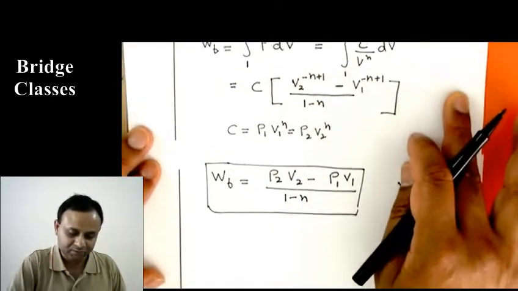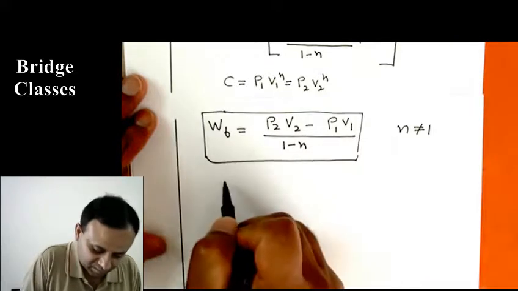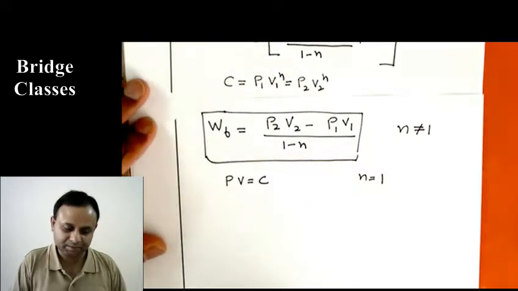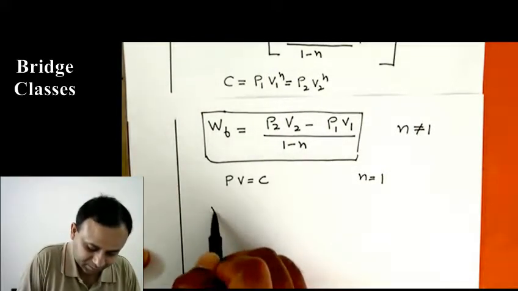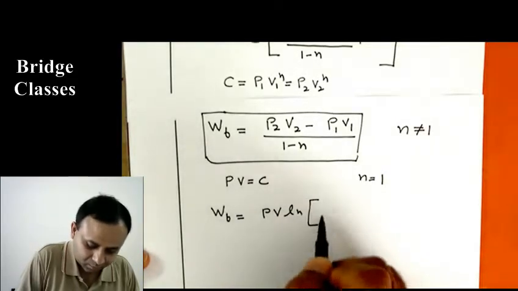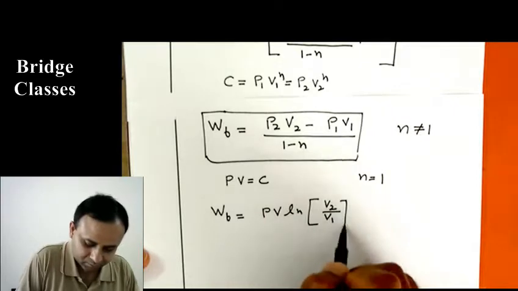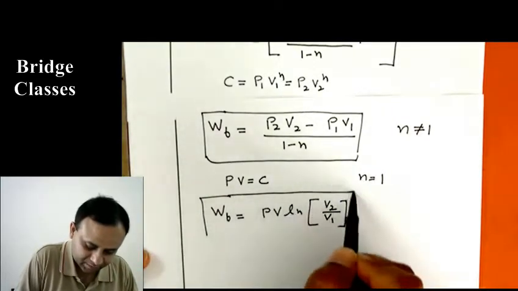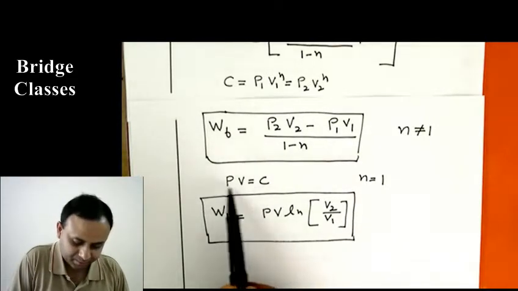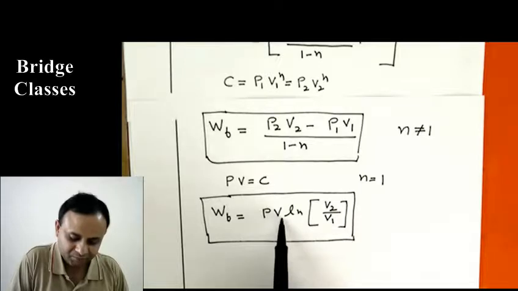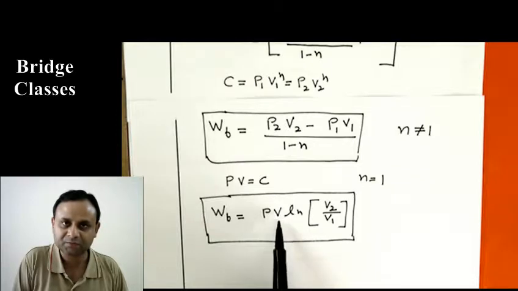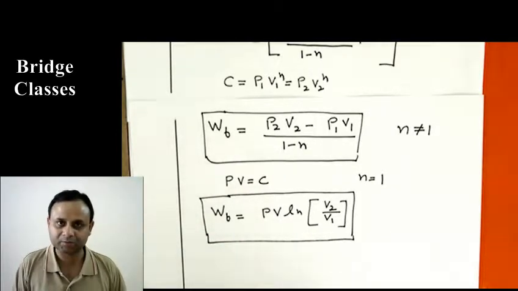And when N equals 1, then what you have is PV is constant. Okay, and you do the integration. I'm not going to do that, but it will actually be PV log V2 over V1. Okay, you'll get this answer for boundary work when N is 1 or PV is constant. And for this PV, you can write P1 V1 or P2 V2, because both will be equal. Since PV is constant, it can be P1 V1 or P2 V2. So that is boundary work here.